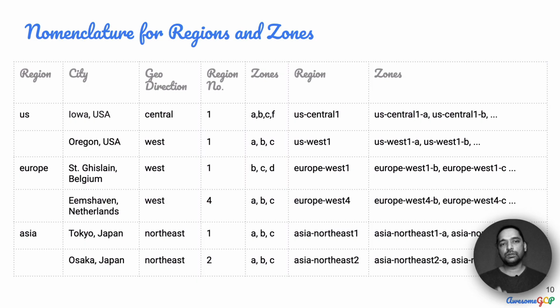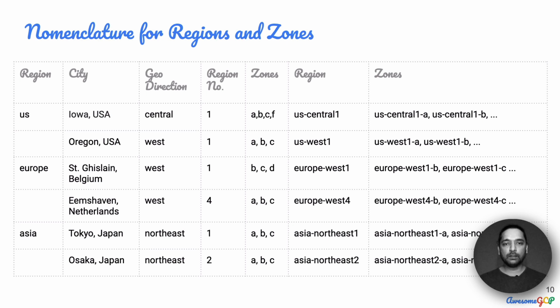The way the regions and zones are named is that first you start off with the region. And the regions are typically the continent, but then the US has its own region. So the regions would be like US, Europe, Asia. Each of these regions is located somewhere close to a city. So for example, there are multiple of course in the US, but we'll pick two of them, one in Iowa and one in Oregon. Depending on the geographic direction they are in within that region, they usually have a name like East, West, North, South, or Central.